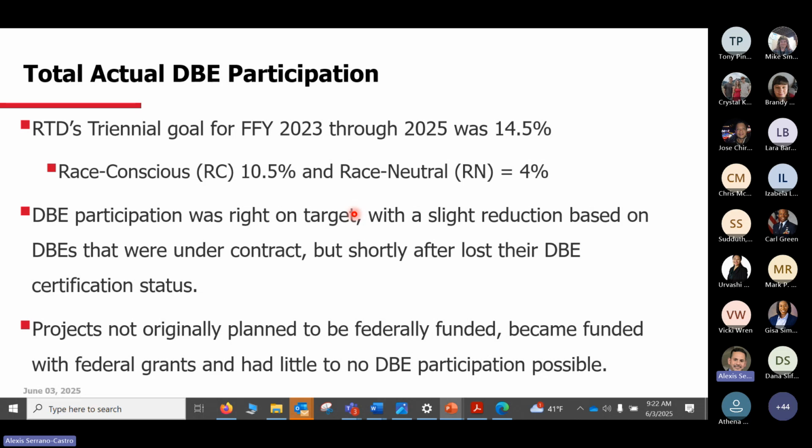Other data that we need to consider is the current triennial, the one that we have at 14.5. The one that we have now has 10.5 with race conscious and 4% with race neutral. That means that we will set goals in projects to capture at least 10.5 DBE participation. And whatever is on top of that participation that we set as a goal is considered race neutral, or whenever the prime is actually a DBE themselves. That participation will also be considered race neutral.